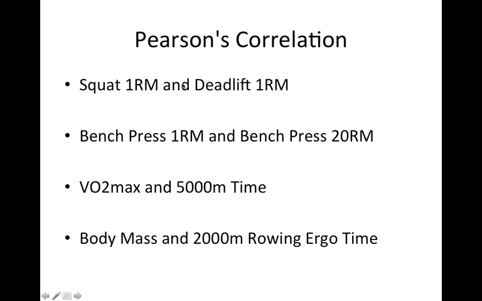So examples of where Pearson's correlation would be appropriate might be if we're looking for significant relationships between squat 1 repetition maximum and deadlift 1 rep max, or perhaps we might be interested in seeing whether there's a significant relationship between bench press 1 rep max and bench press 20 rep max, or maybe VO2 max and 5,000 meter time trial performance. Or perhaps we might be interested in whether or not a significant relationship exists between an individual's body mass and how quickly they can perform a 2,000 meter time trial on a rowing machine.